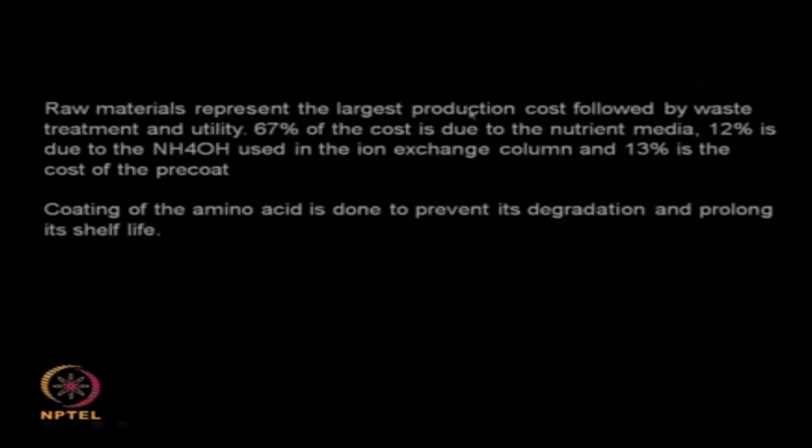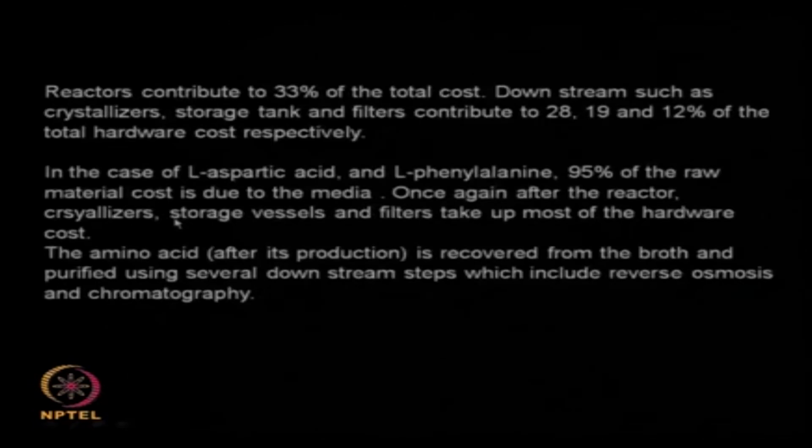Raw materials contribute the largest share of the production cost, and the remainder is waste treatment and utilities. So, 67% of the cost is due to the nutrient media, 12% is because of ammonium hydroxide used in the ion exchange column, and 13% is the cost of pre-coating. Why do you pre-coat? You want to pre-coat these amino acids because you want to prolong their shelf life and prevent degradation. About 13% of the cost is because of the coating of this amino acid product.